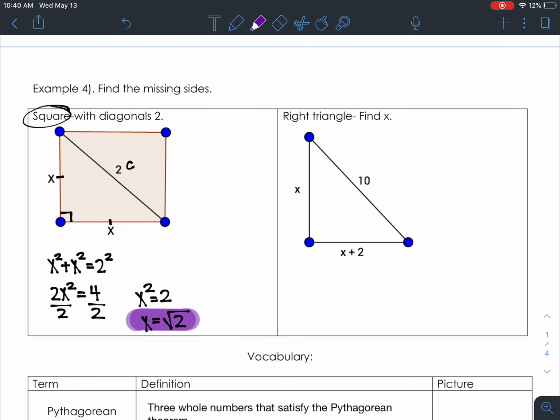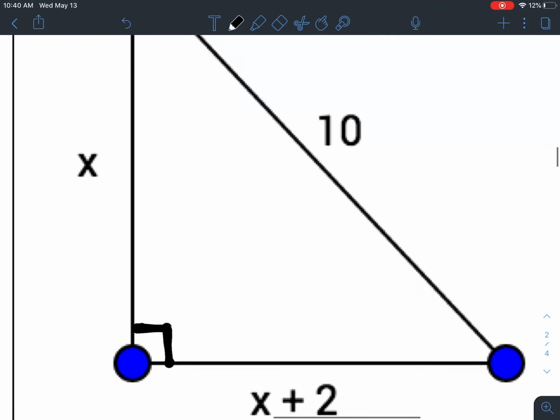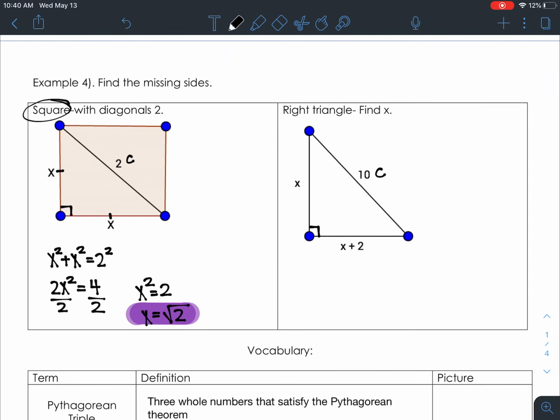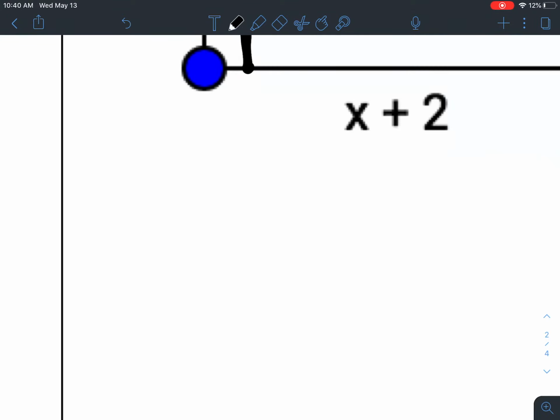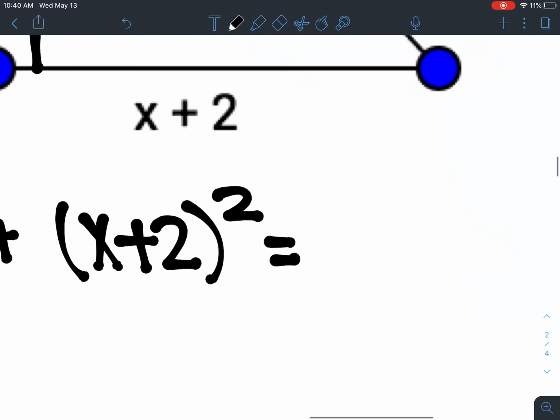All right, next one. We have a right triangle. Okay, so this is our right angle. 10 is going to be our c, and then the other 2 are a and b. Okay? So let's go ahead and set this up. So I'm going to have x squared plus (x plus 2) squared equals 10 squared.